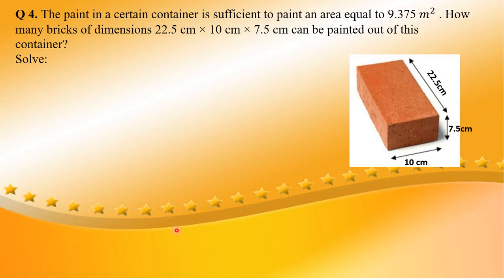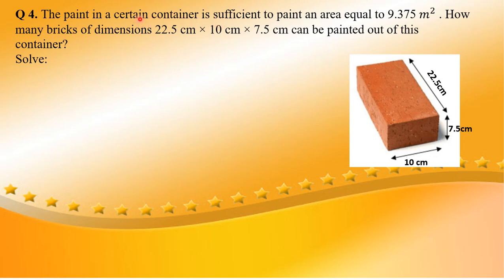Now let's take one more interesting problem. The paint in a certain container is sufficient to paint an area equal to 9.375 meters square. Whatever the paint is in the container, by that paint we can paint the area that measures 9.375 meters square. This much area we are able to paint from the paint inside the container. How many bricks? We have to find it out. How many bricks can we paint with this container?